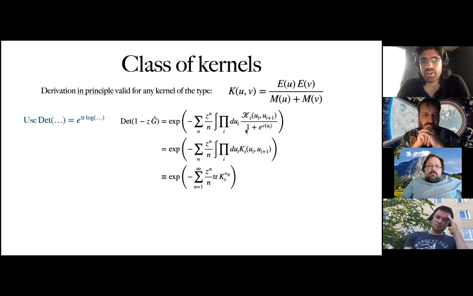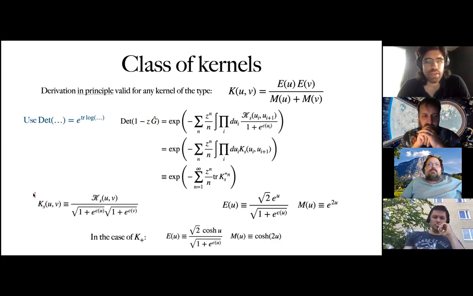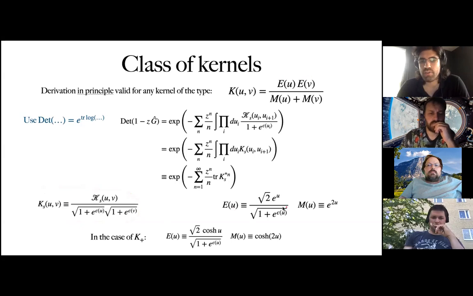So this is the definition of the kernel of g, which I can rewrite in terms of a new kernel, which is defined in this way. I just include some dependence of the y function in the kernel itself. This is the definition of this kernel Ks. Written in this form, it's immediate to see that this kernel is actually of this type if I define EU and MU in this way. For this step, it's essential that you set this parameter to zero, to get one over cosh. Right?